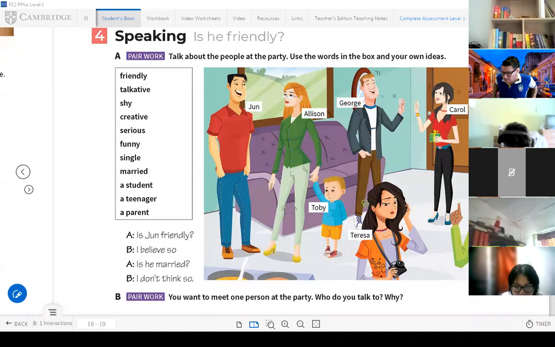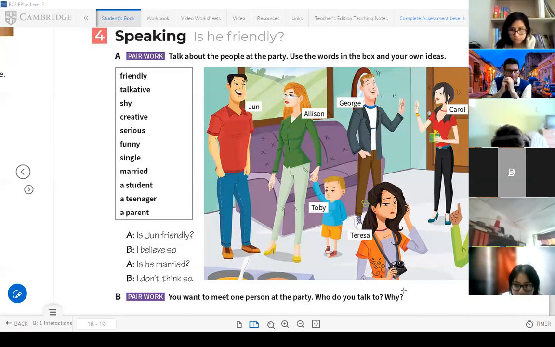Oh, Chávez, your microphone is not good. Don't worry, no problem. I'm going to ask another student. Excuse me, Mariana. Is George shy? I don't believe so. Oh, great. You look and hear. No, he's not shy at all.